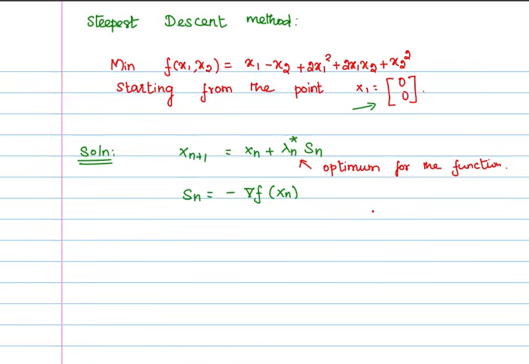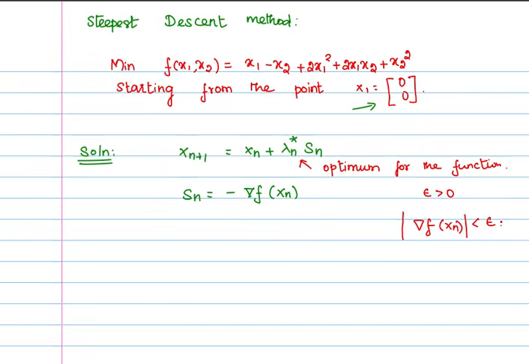The stopping criterion is that you fix some epsilon value, a positive value. If the gradient of f of x n is less than epsilon, we have to stop this method.